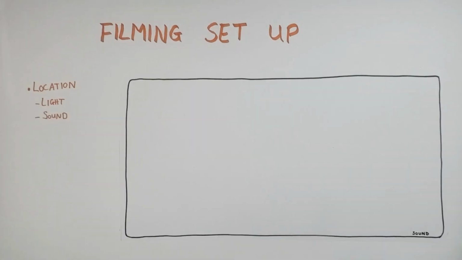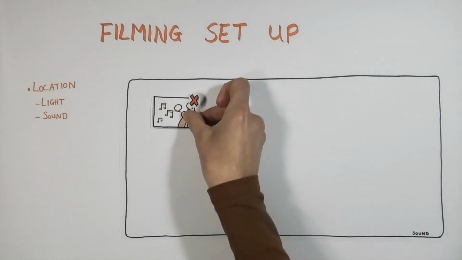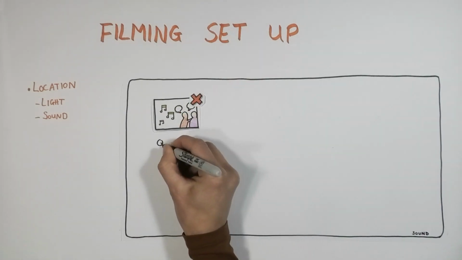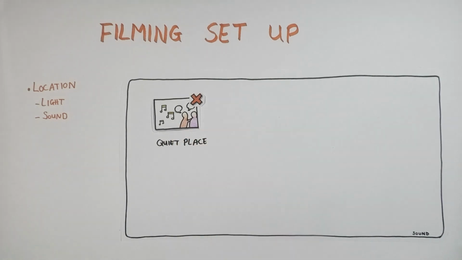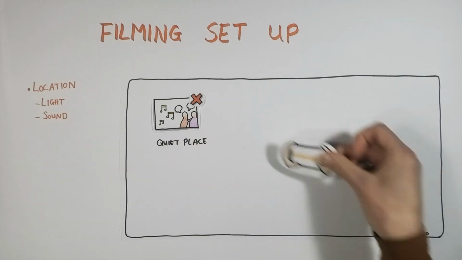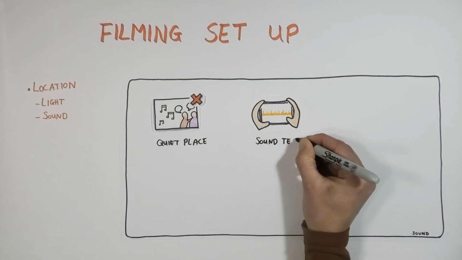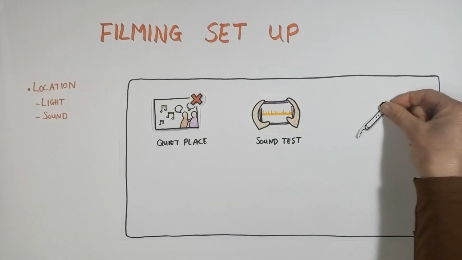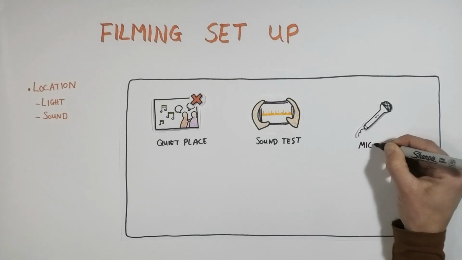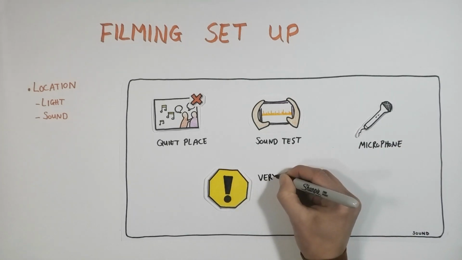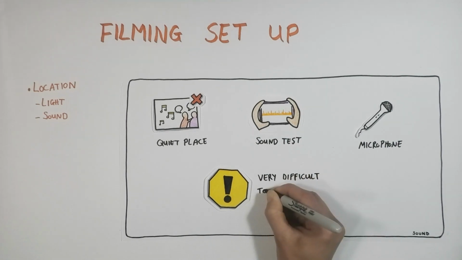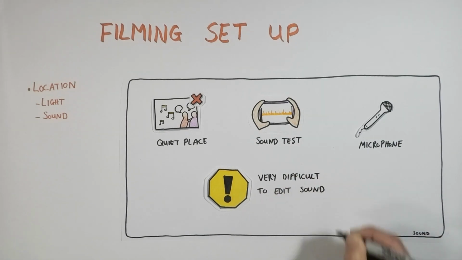When choosing the location, you also need to consider the sound. Choose a quiet place to film to avoid background noise. If you can, do a sound test before the shooting day. You can improve greatly the sound of your movie by using a microphone, especially for interviews. It is very difficult to edit sound during post-production, so try to get the best sound possible when shooting.